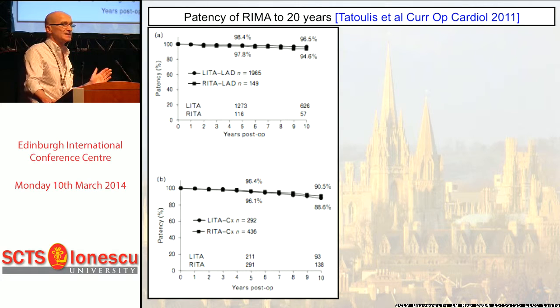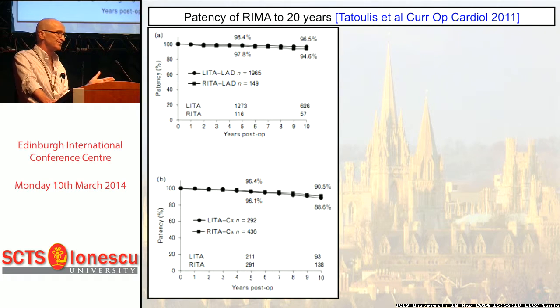Now, if we look at the patency of the right mammary out to 20 years, this is a paper by James Tatoulis, colleague of Brian Buxton, published in Current Opinion in Cardiology in 2011. And the first diagram shows both the patency of the left and the right mammary artery to the LAD at 10 years. And you can see the patency of both grafts identical at 95%.